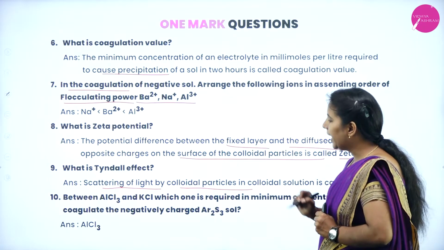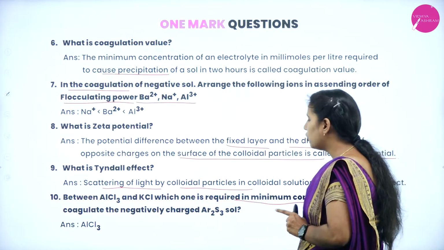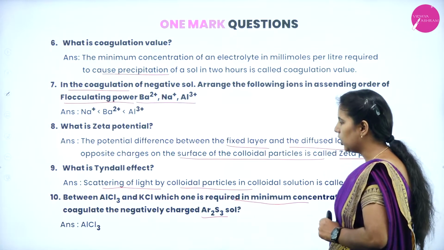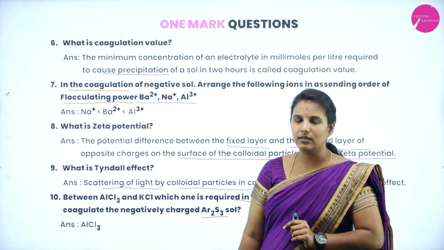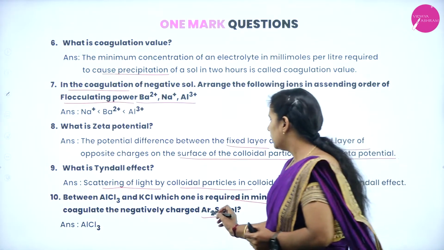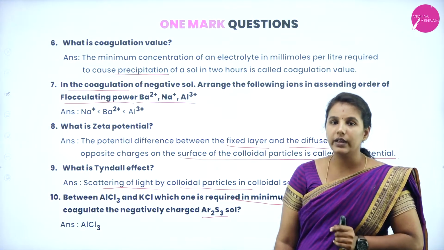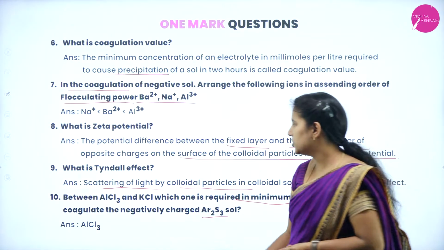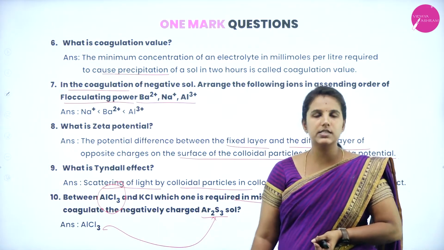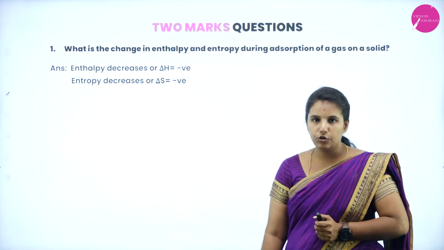Next, between AlCl3 and KCl, which one is required in minimum concentration to coagulate the negatively charged As2S3 sol? So, if you compare AlCl3 and KCl, which one will be required in a minimum concentration to coagulate the negatively charged As2S3? So, in this, we can get the minimum concentration of AlCl3. It's enough to coagulate the negatively charged As2S3 sol. Okay. Next, we will see the 2-mark questions now.